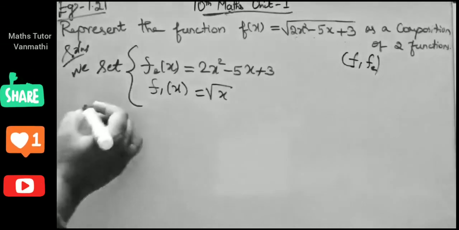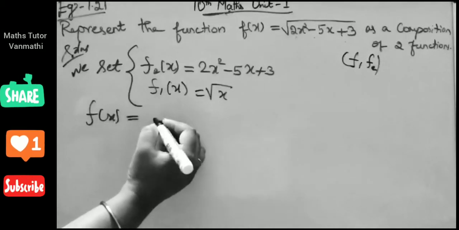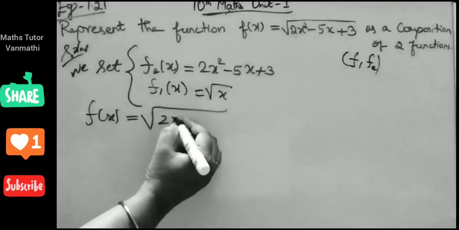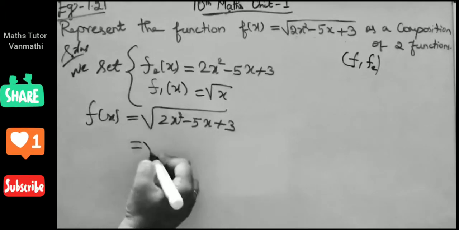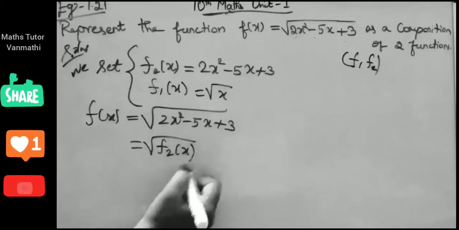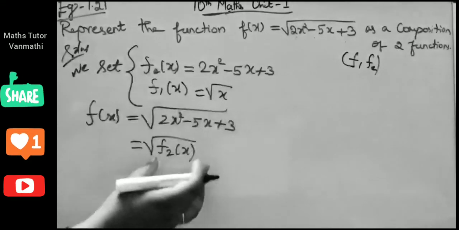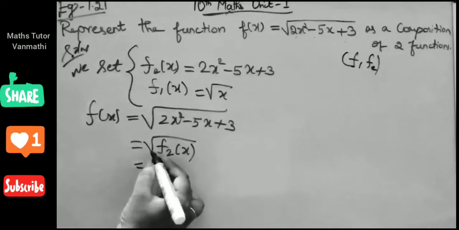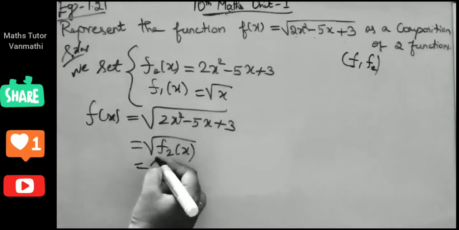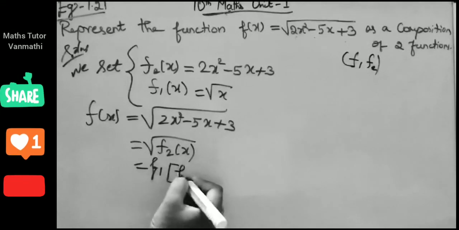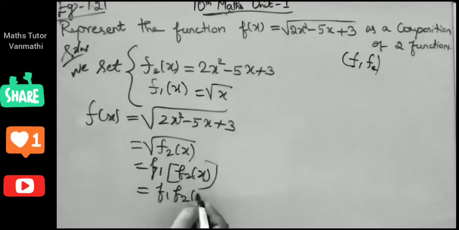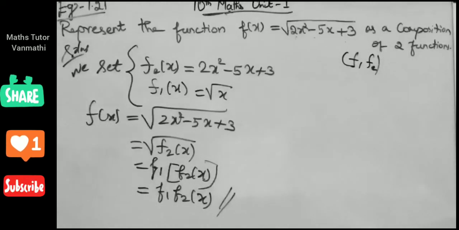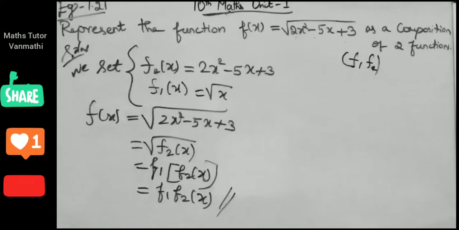So, how can we write this? F of x is nothing but root of, what is the given value? 2x square minus 5x plus 3. And this can be written as root of f2 of x. This value is your f2 of x, so we are replacing it here. Next, root of f2 of x we can write as f1 of f2 of x. And at last we can write f1 f2 of x. This is the representation of composition of two functions. Next we can move on to the exercise problems.